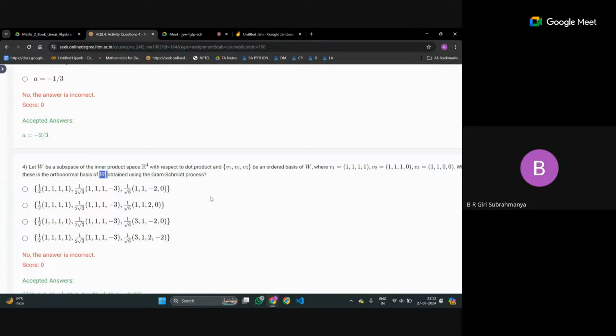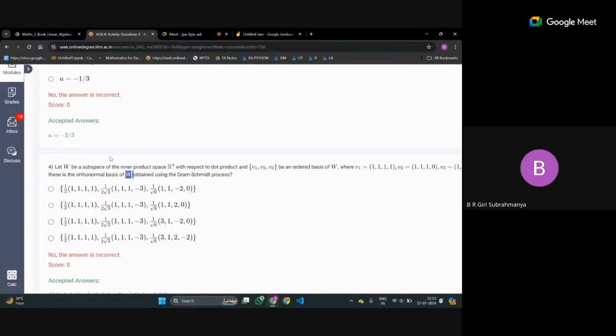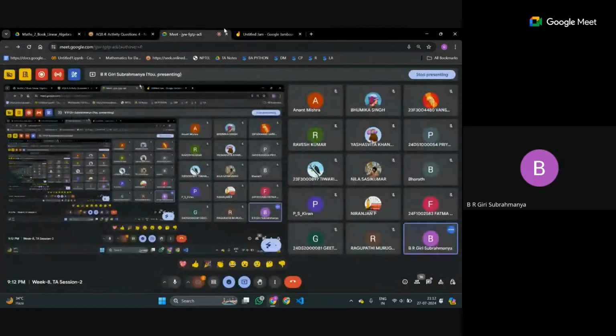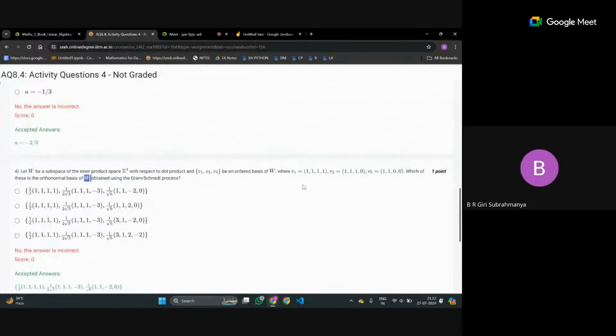So how will you go about this? Can you show the question? The question is just about information. The thing is, they have given 3 vectors which are a basis for W. V1, V2, V3 is an ordered basis for W. From this we want an orthonormal basis. That is, we have to do the Gram-Schmidt process, and we have to see which option is correct.